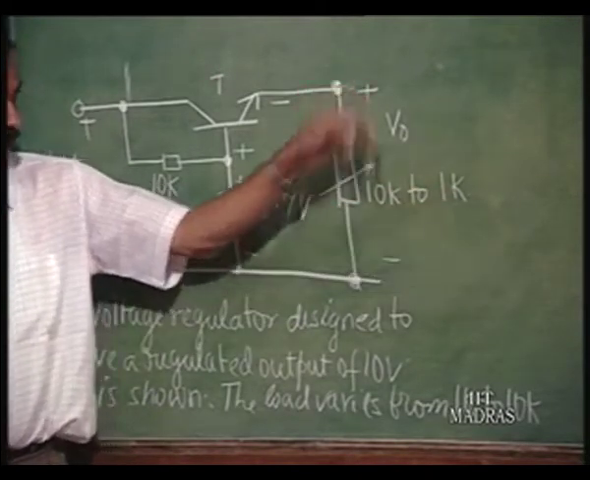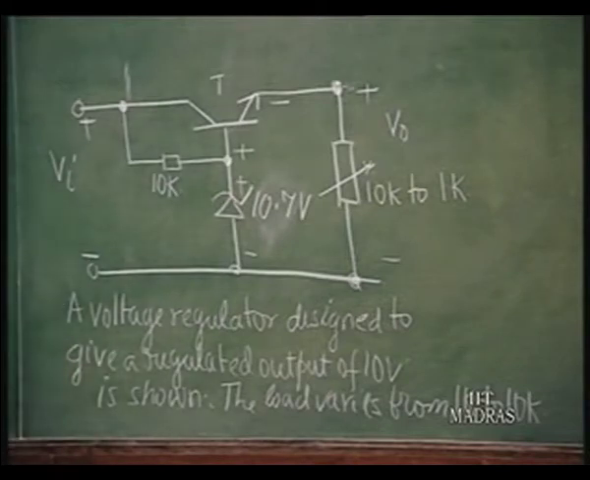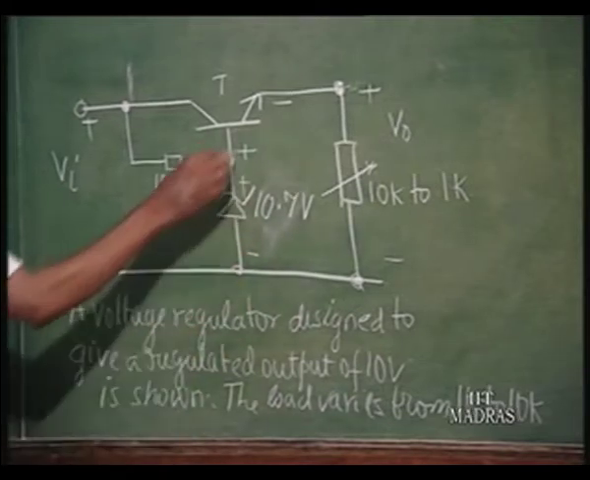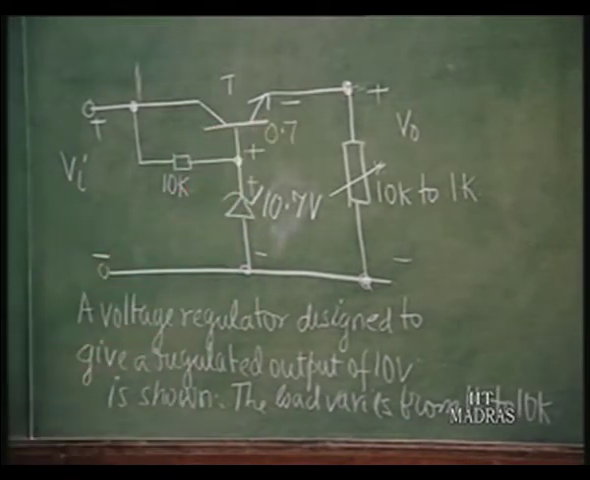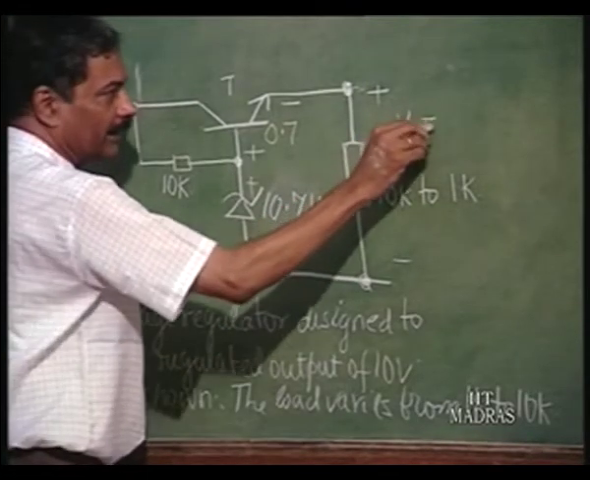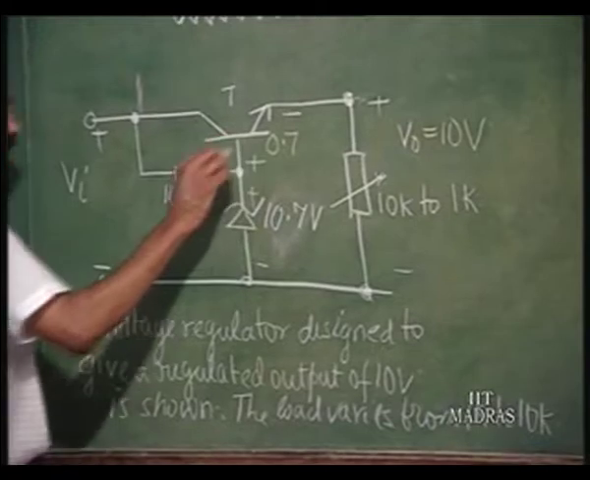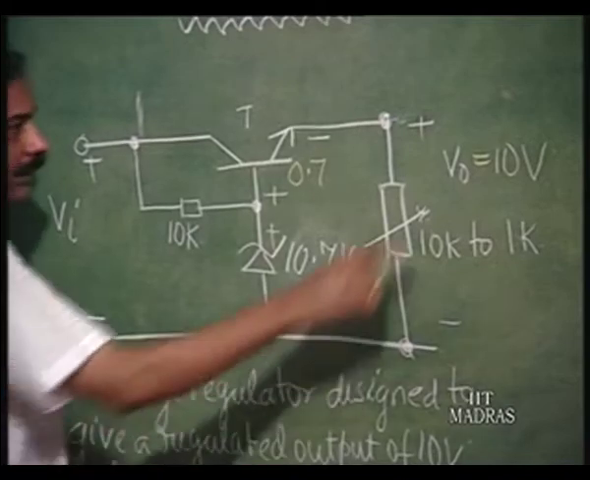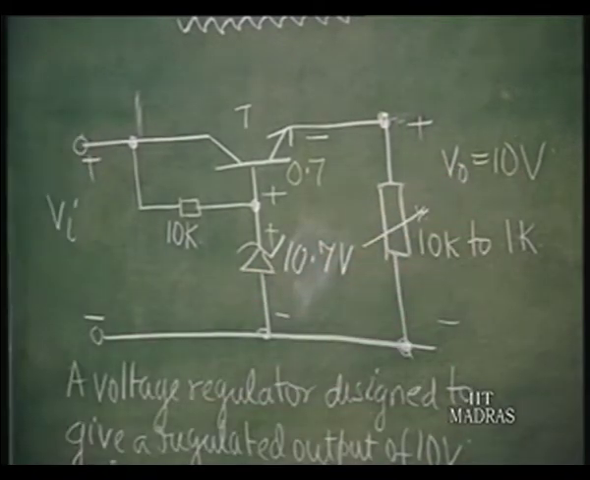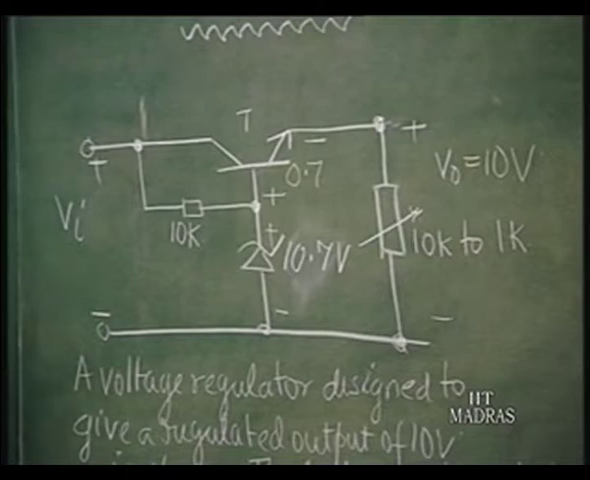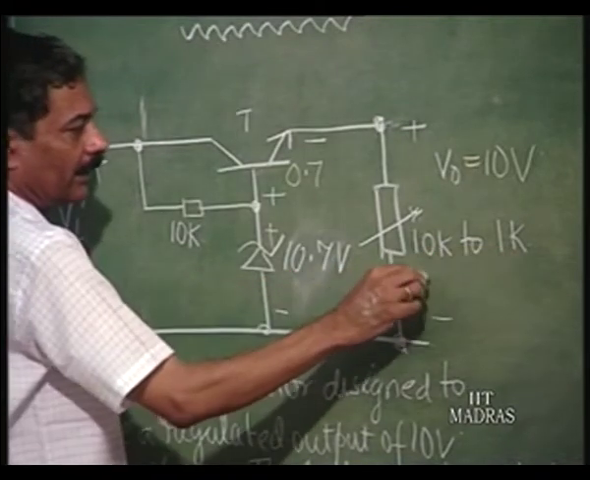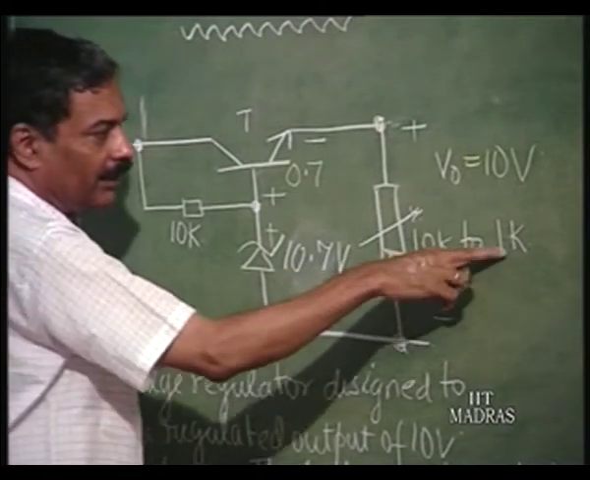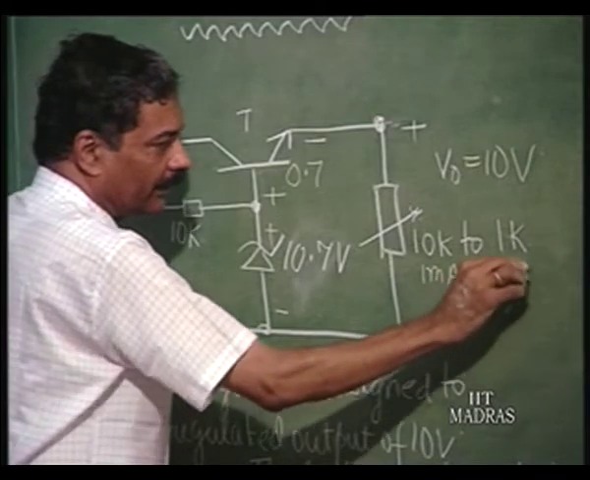I put it as 10 k to 1 k because it gets more loaded as the resistance decreases. So, as you can see, Zener voltage is 10.7, there is a voltage drop of about 0.7 here. So, that output voltage is 10 volts. That means what he has assumed as diode drop is 0.7. Okay. So, V naught is going to be 10 volts. As this changes from 10 k to 1 k, the current changes from 1 milliampere corresponding to 10 k to 10 milliamperes.